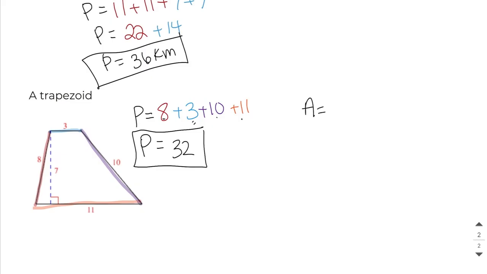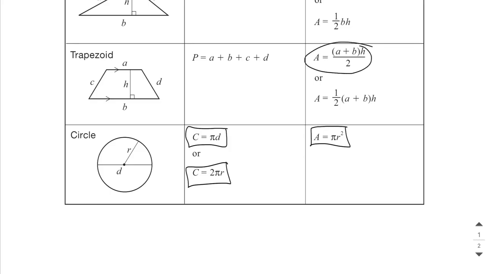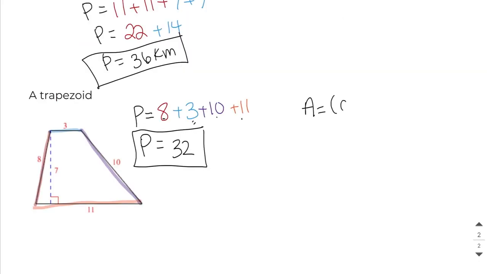So perimeter of a trapezoid. To find the perimeter of the trapezoid, you're just going to need to add up all four sides. So we have the sides of 8, 3, 10, and 11. Just add all four of these values together. So 8 plus 3 is 11, plus 10 is 21, plus another 11 is 32. So we know our perimeter is 32. We don't label a unit because we don't have a unit.